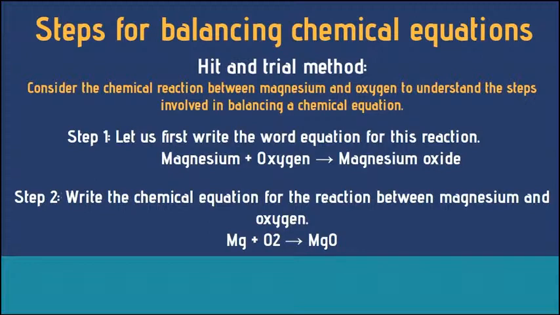So magnesium would be Mg, oxygen would be O2, turns to magnesium oxide. That would be capital M, small g, and again capital O. Remember, chemical equations are case sensitive. We must see very carefully that all the elements are written properly.